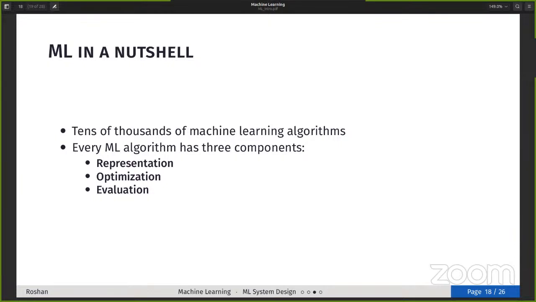Optimization is how do I combine the representation and the data set, and make sure that the model actually learns these patterns from the training data. And evaluation is how good the model is. Evaluation should only be done on test data. These are the three main components.